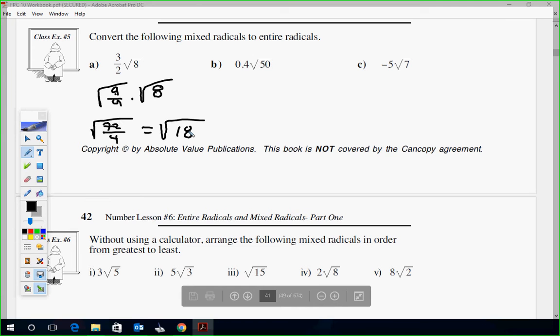Okay, so now we're going to square this. 0.4 squared is going to be 0.16. So we're going to have 0.16. Now if you're saying, whoa, I don't know what 0.16 of 50 is, well, we'll use your calculator. It's okay, don't panic. 50 times 0.16 is going to be root 8.